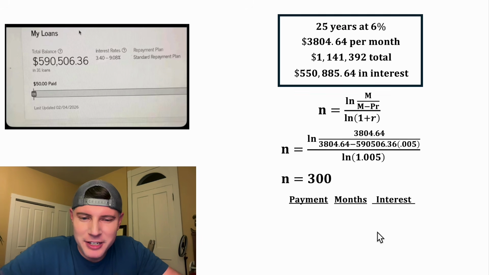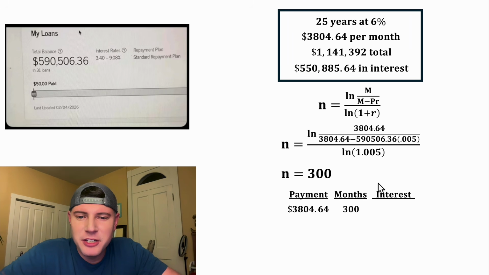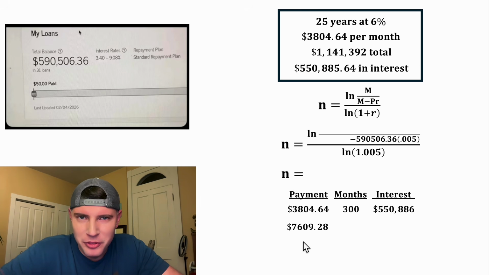Let's make a table and compare some values. So for the monthly payment of 3,804, it ended up being 300 months. And then to get the total interest paid, you end up multiplying the 300 times the monthly payment minus the principal. So in this case, it ended up being around $551,000. Now I'm a little bit curious, what happens if we double the monthly payment?